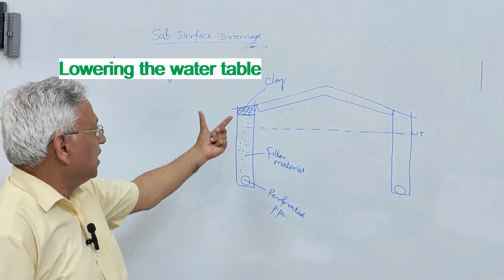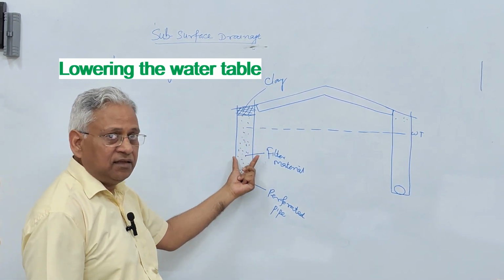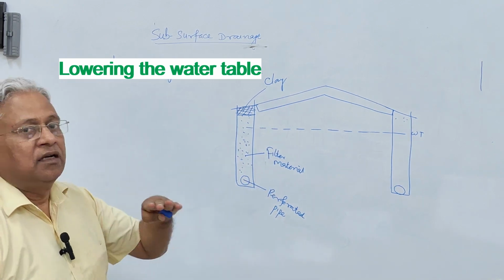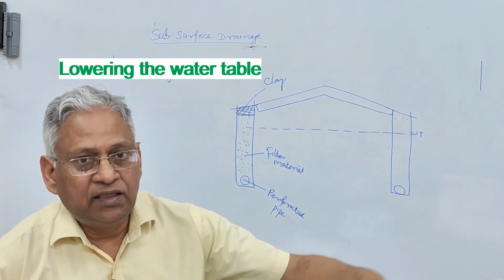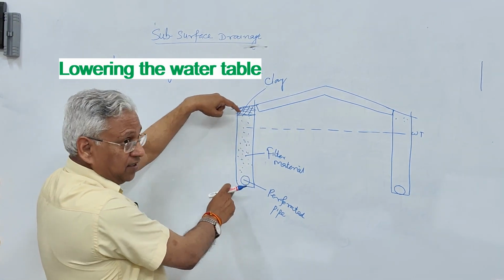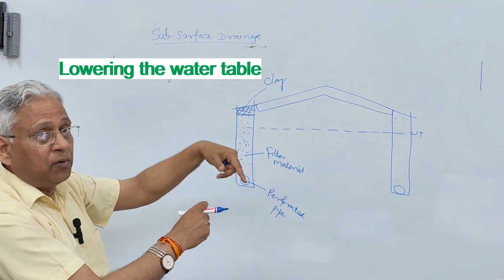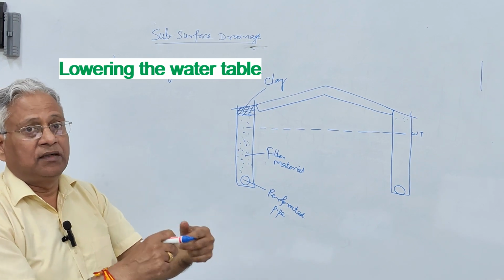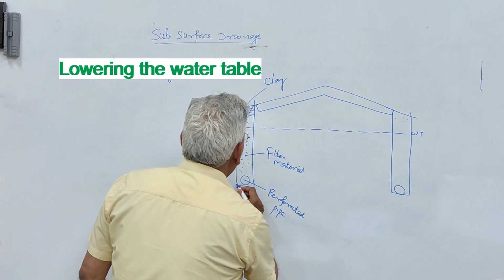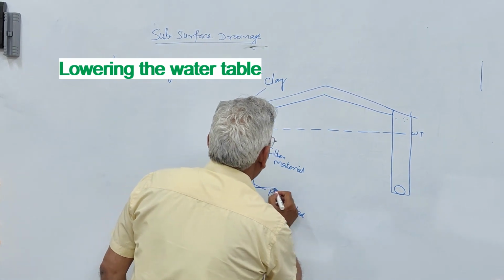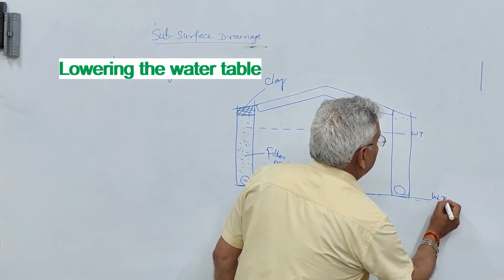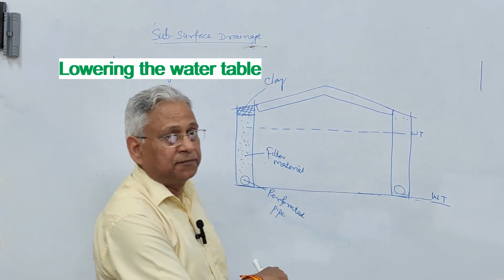So you have a vertical drain here, vertical filter material, and below that you have a perforated pipe in the longitudinal direction along the road. And the depth of this drain or filter material will depend upon where you want to have the water table after provision of this drain. So after provision of this drain, the water table will be here. This will be the water table after provision of the drain.